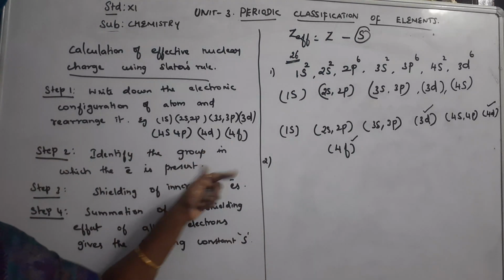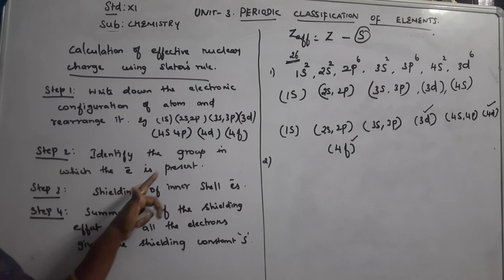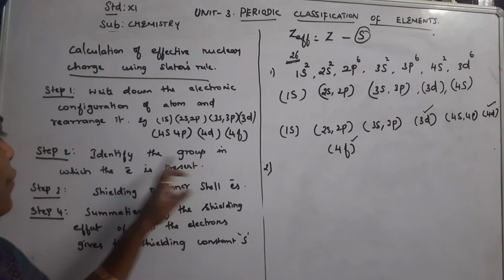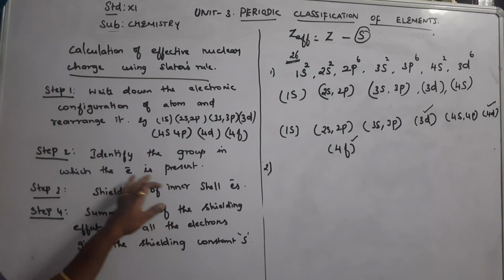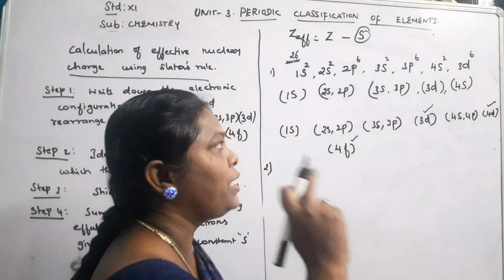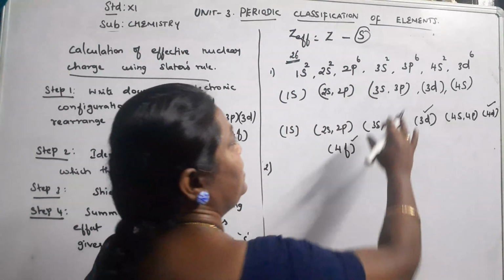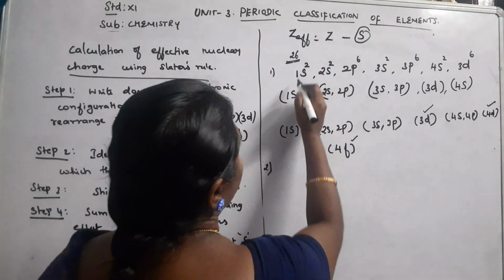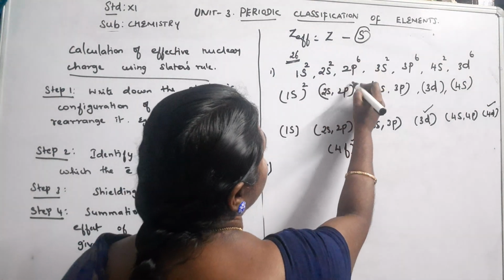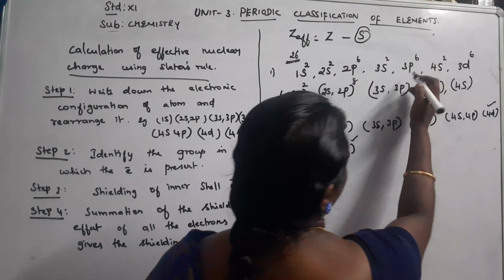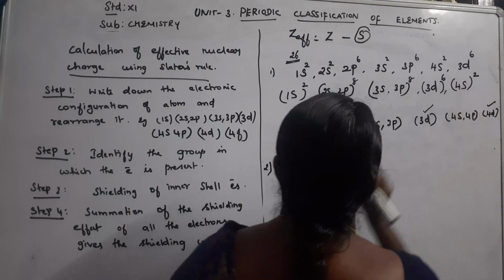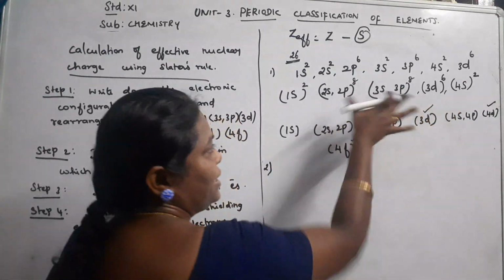Identify the group in which the electron of interest is present. So at the second step, identify the group in which the electron of interest is present. Now let us consider that we are going to calculate the shielding effect of an electron present in the 3p orbital. First let us fill the electrons. Here 2s and 2p together mean 2 plus 6, 8 electrons. Here 2 plus 6, also 8 electrons. Then 3d, 6 electrons, 4s, 2 electrons. So first we write it like this.